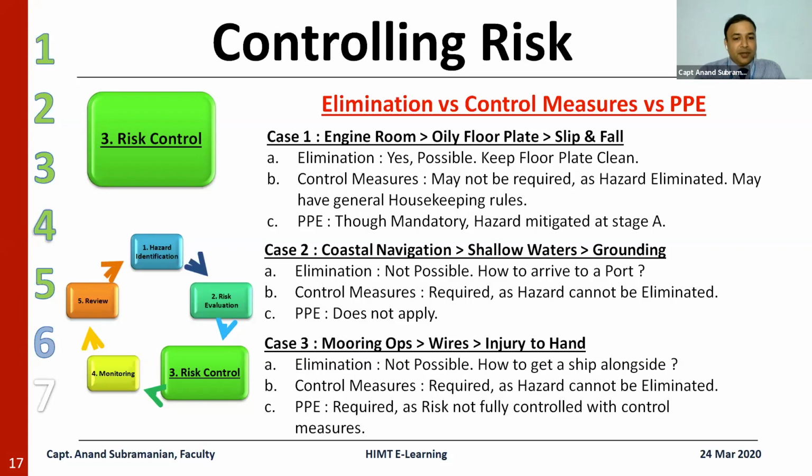So here we introduce one more thing called PPE, and that is why for this particular hazard you require all three. I mean, we go all the way up to three points. Elimination not possible, so we put control measures. Control measures also do not take care of it completely. That's why we come to this point called PPE. Clear? Yes, sir. All right.